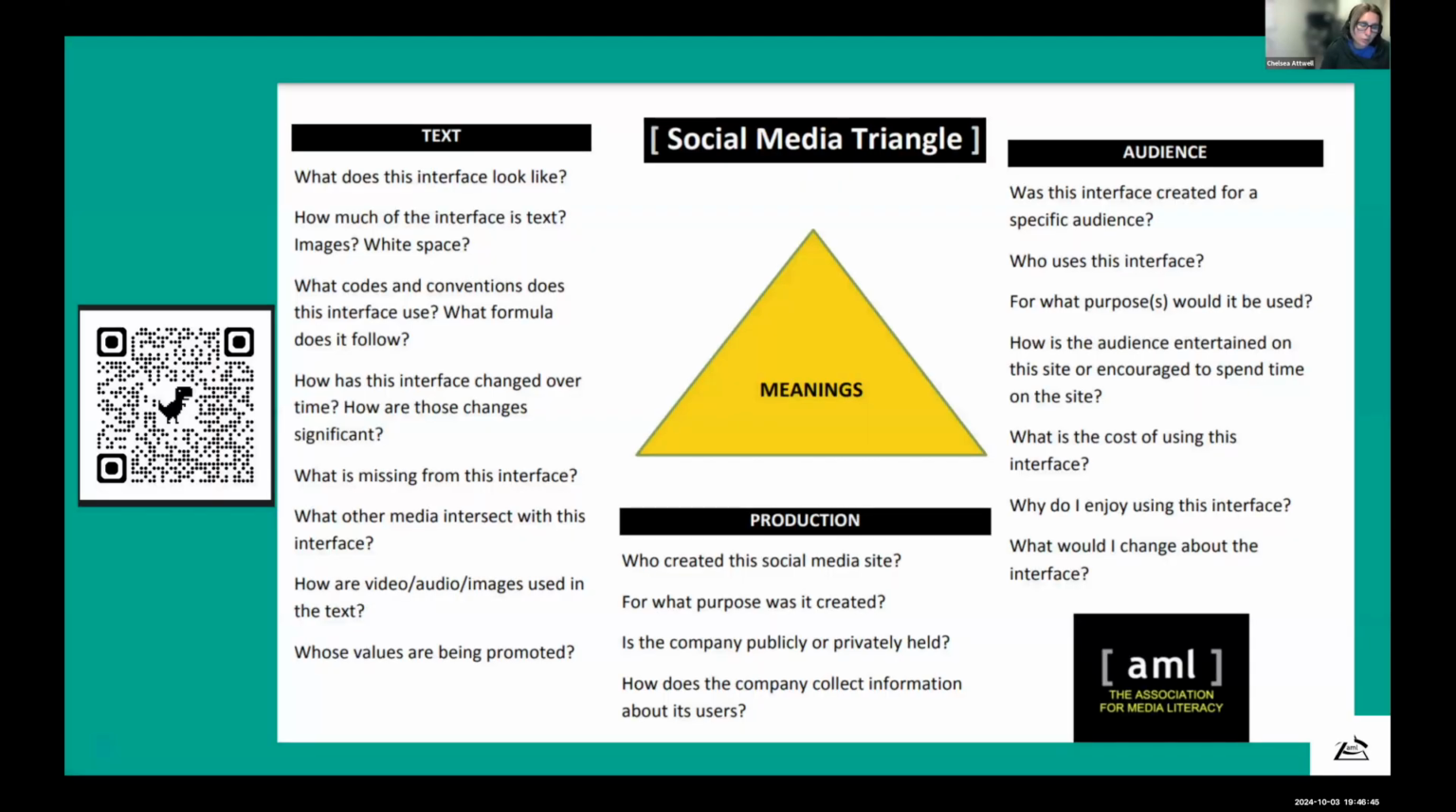And speaking of social media, we also have created a social media triangle to facilitate critical thinking about social media apps themselves to help students use them mindfully and effectively. Again, you can scan the QR code and or visit our website or our Media Literacy Week booth to get a copy of this to use for yourself.